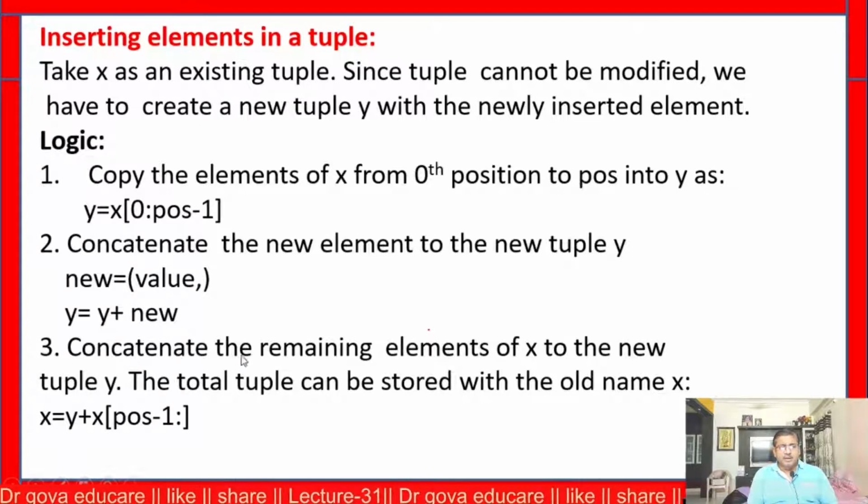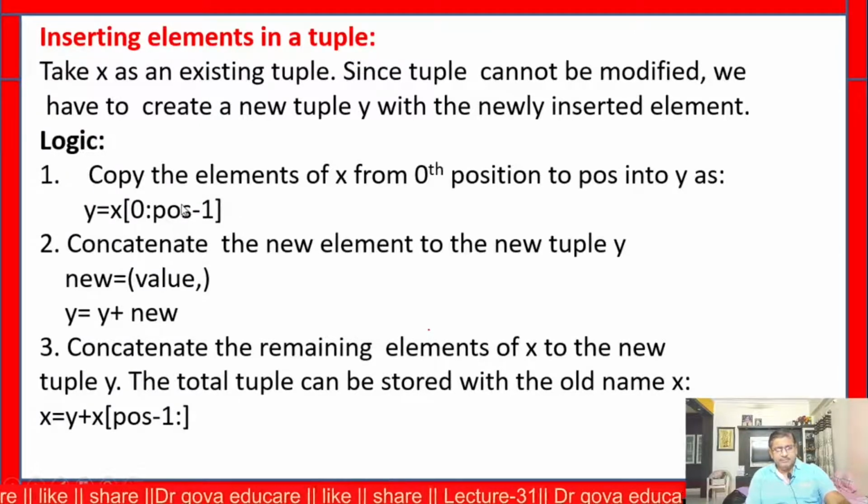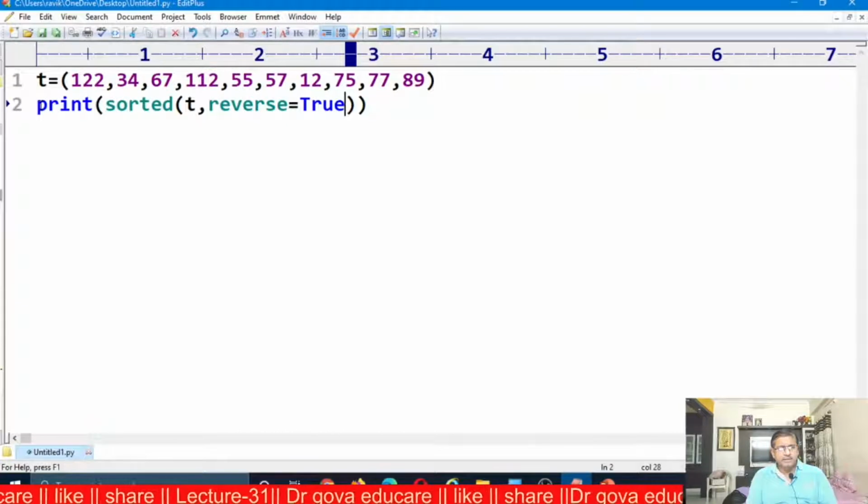Next, concatenate the remaining elements of x to the new tuple y. The total tuple can be stored with the old name x, that is x is equal to y plus x of position minus 1 colon. Now the new element is inserted into the tuple. It's not a direct way, it is an indirect way. Now I am explaining this.